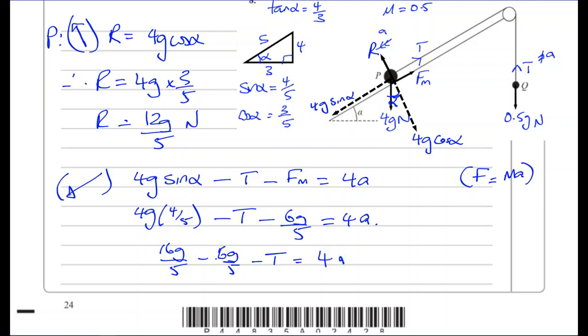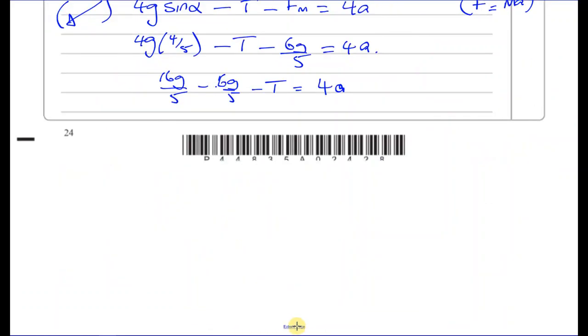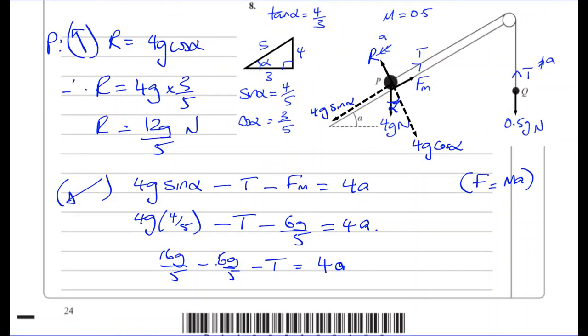Okay, so we're getting somewhere now. 16g over 5 minus 6g over 5. Well, I'm going to just continue down here, although you would have to go to the next page really. So 16g over 5 minus 6g over 5 is 10g over 5, which is 2g. So 2g minus T equals 4a. So that's one equation. Now I'm going to just bring the diagram down. Oh, I've just added some things to it, haven't I? Whoops. Okay, I'll just look at it from up there.